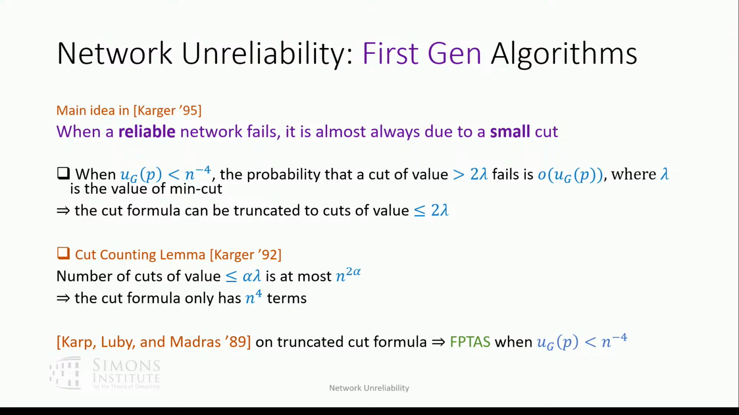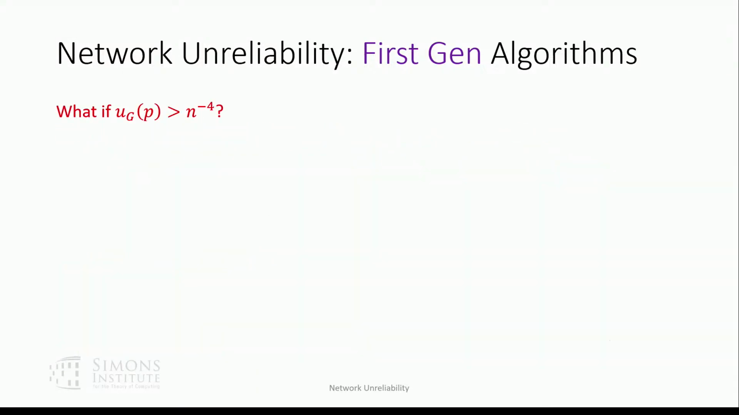Now the catch, of course, is that I have this condition that the unreliability is smaller than n to the minus 4. So what if it's larger? If the unreliability is actually larger than n to the minus 4, then the entire thesis doesn't work, right? Because the basic assumption that the graph always fails at a small cut is no longer true.